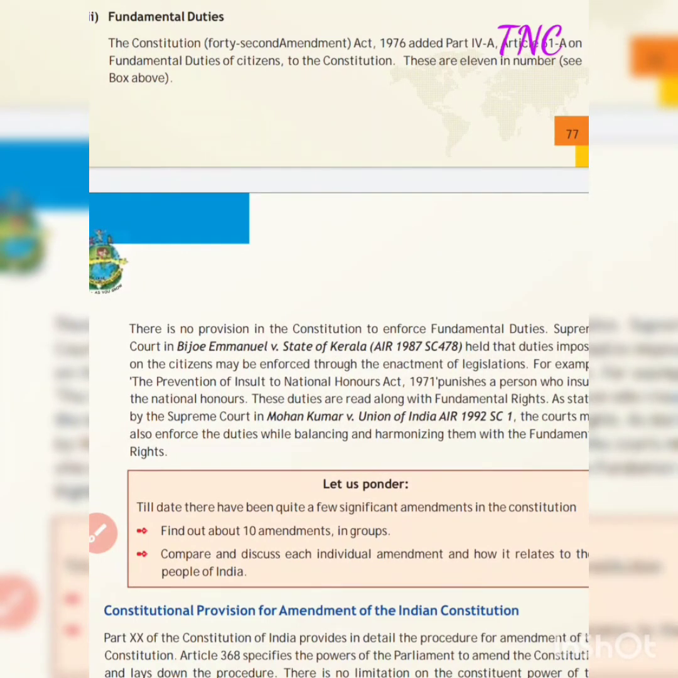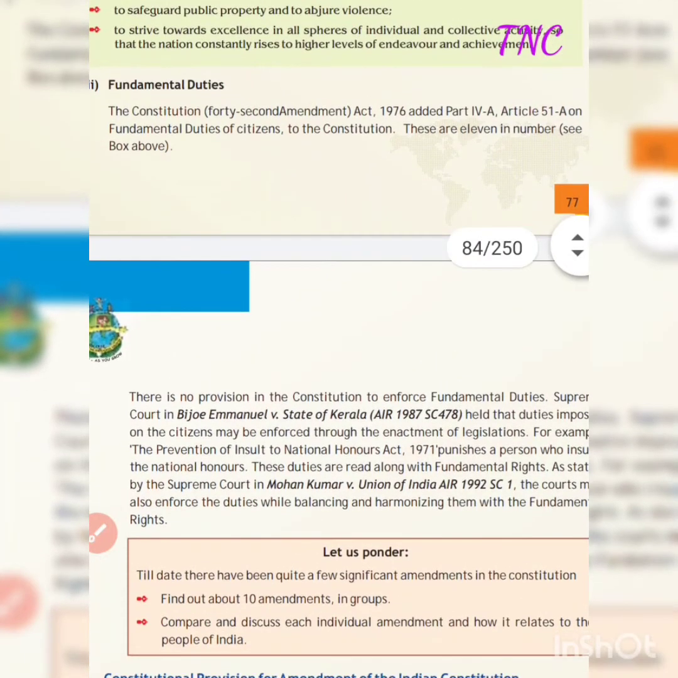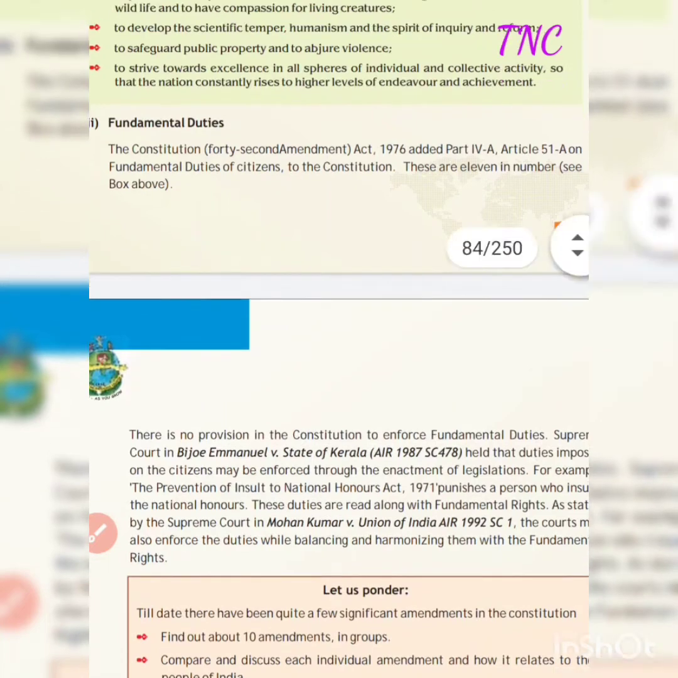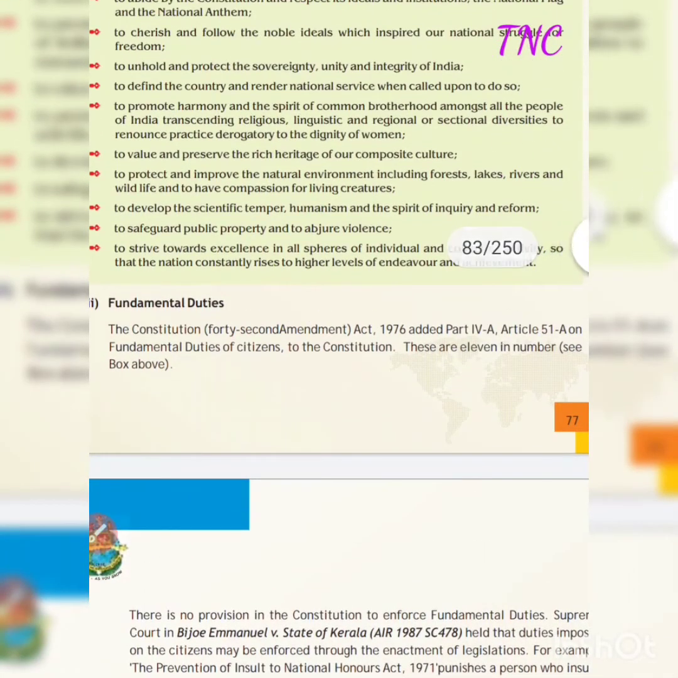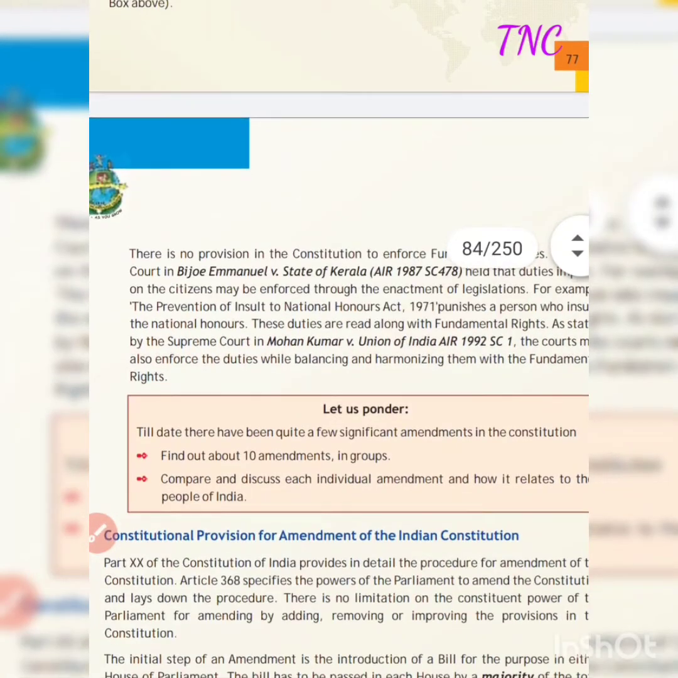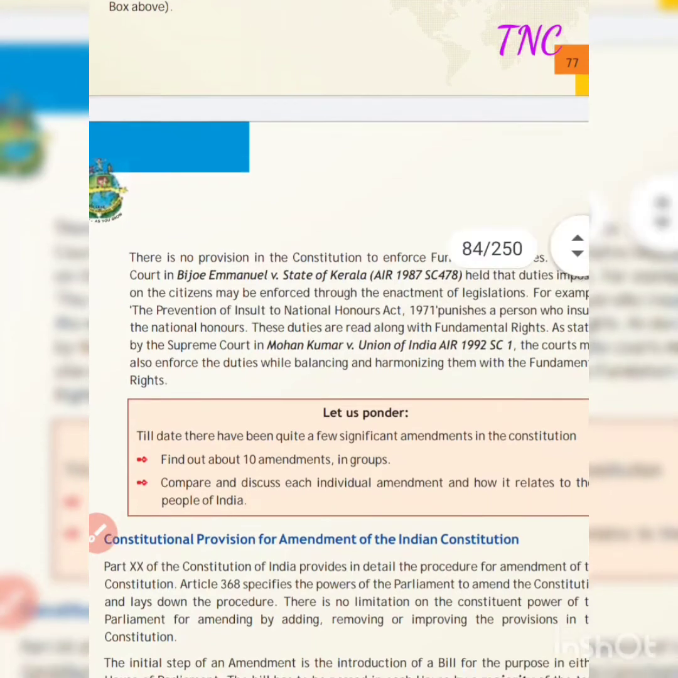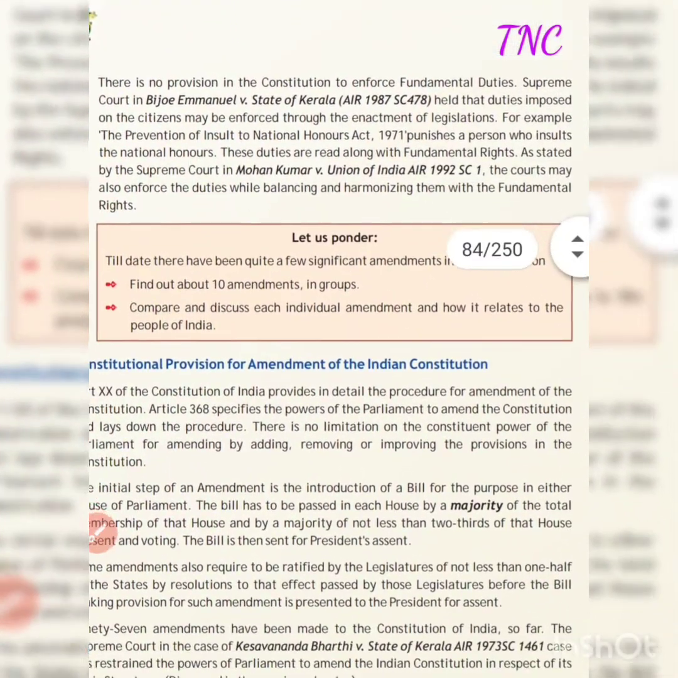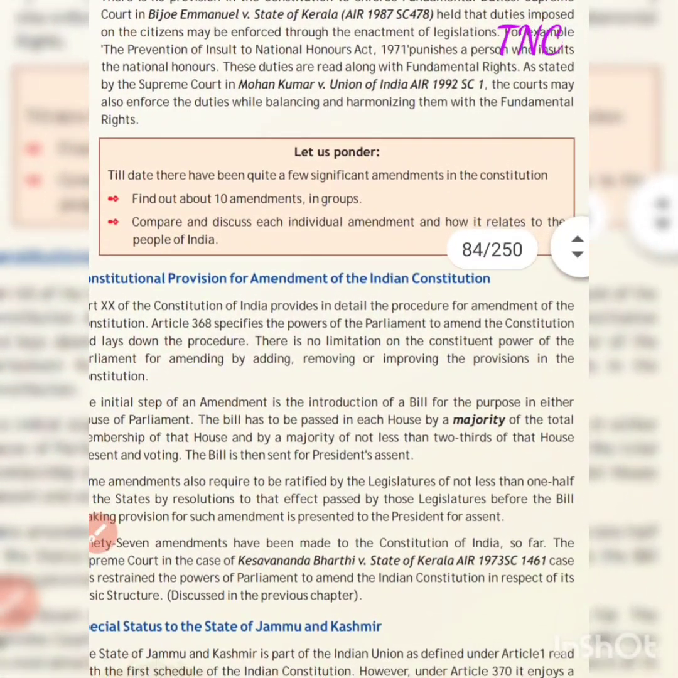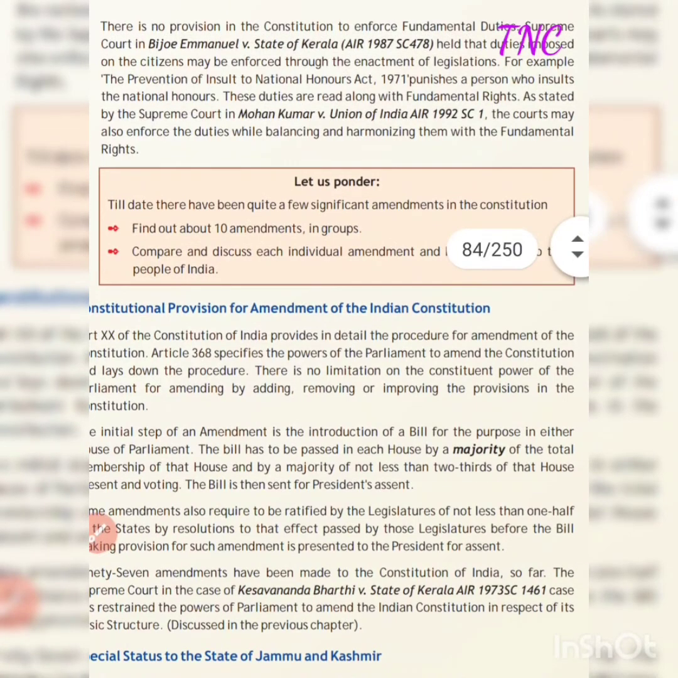Constitution 42nd Amendment 1976 added Part 4A, Article 51A on fundamental duties of citizens. These are 11 in number. So these are the 11 fundamental duties that we just read, which were added by the 42nd Amendment Act of 1976. There is no provision in the Constitution to enforce fundamental duties.